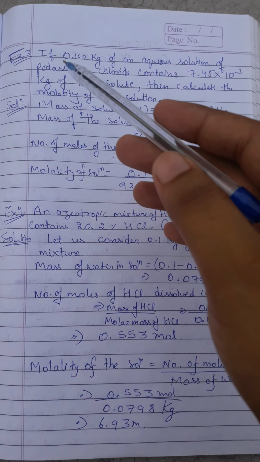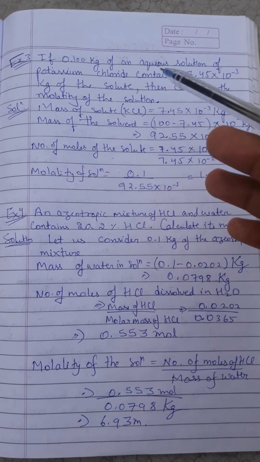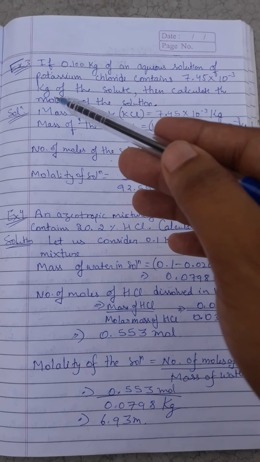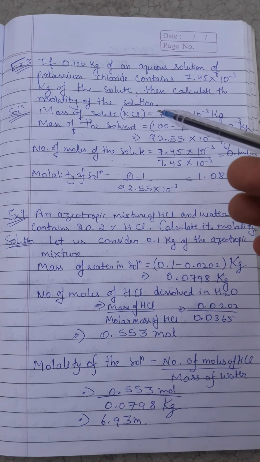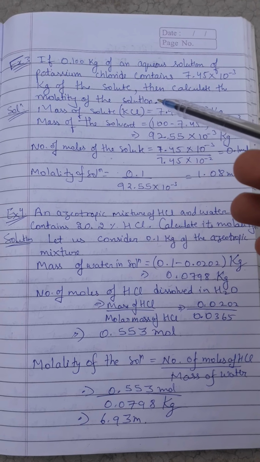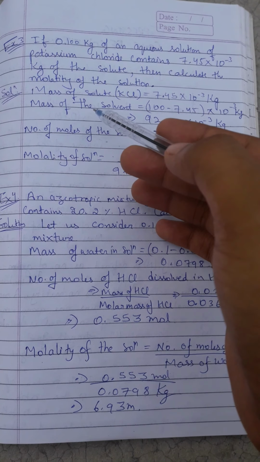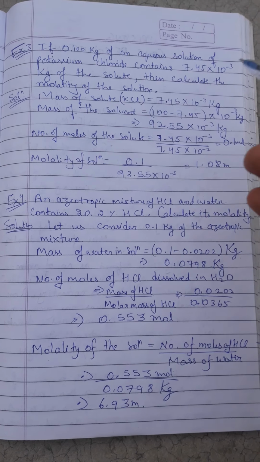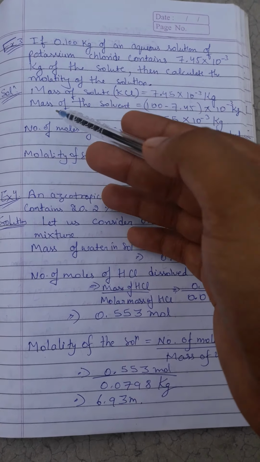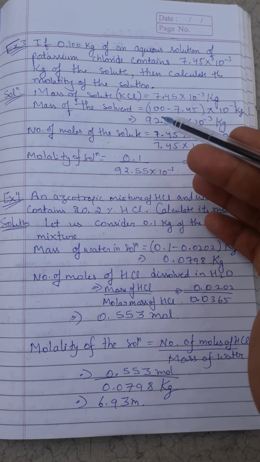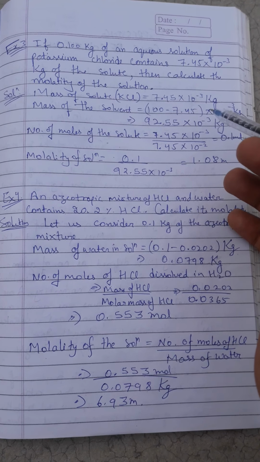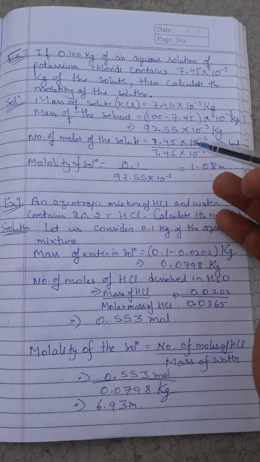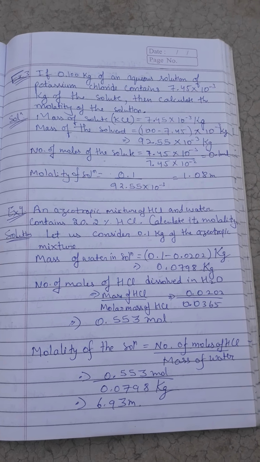Now our next question is: if 0.1 kg of an aqueous solution of potassium chloride contains 7.45 into 10 exponent minus 3 kg of the solute, then calculate the molality of the solution. Okay, so friends, mass of solute, it means KCl, equals 7.45 into 10 exponent minus 3 kg. It means total mass of solute which is present in KCl. Mass of the solvent equals 100 minus 7.45 into 10 exponent minus 3 kg, which is equal to 92.55 into 10 exponent minus 3 kg.